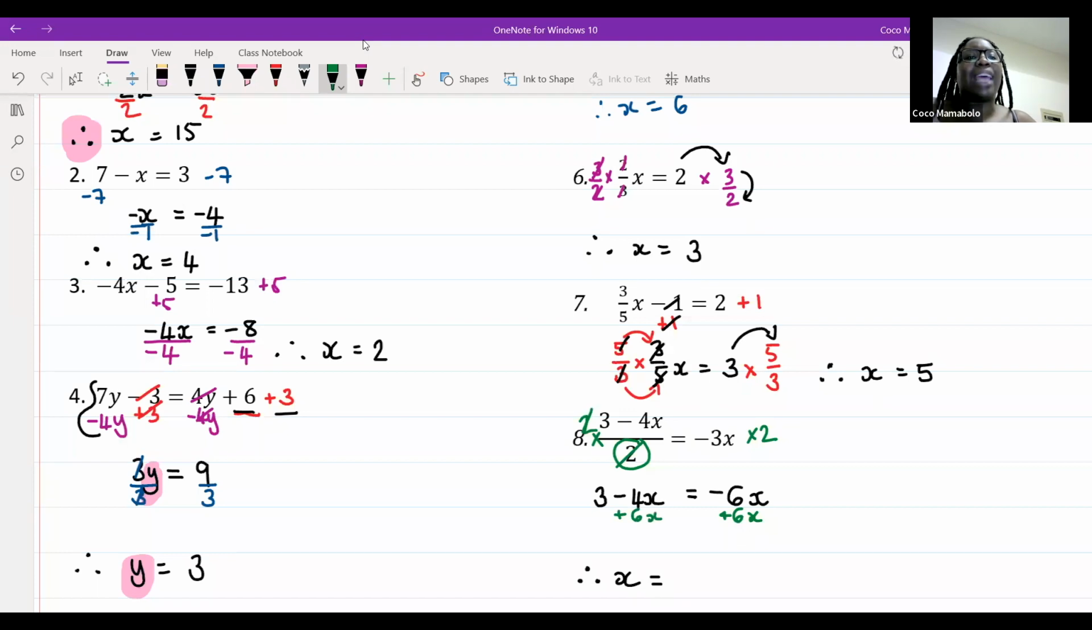And then I don't like this 3 sitting on my left. I want it to go sit on the right-hand side. So I'm going to take it over to the other side, and then I'm going to minus 3 on this side, minus 3 on that side. Negative 6x plus 6x will cancel, give me 0. 3 minus 3 will give me 0. What I have left here is negative 4x plus 6x is 2x, which is equal to negative 3.